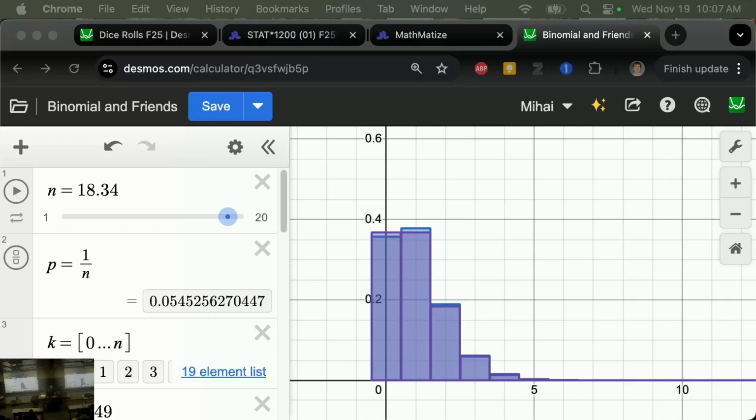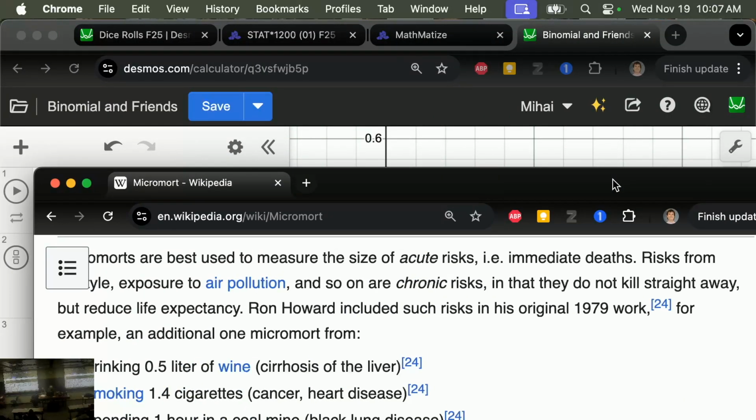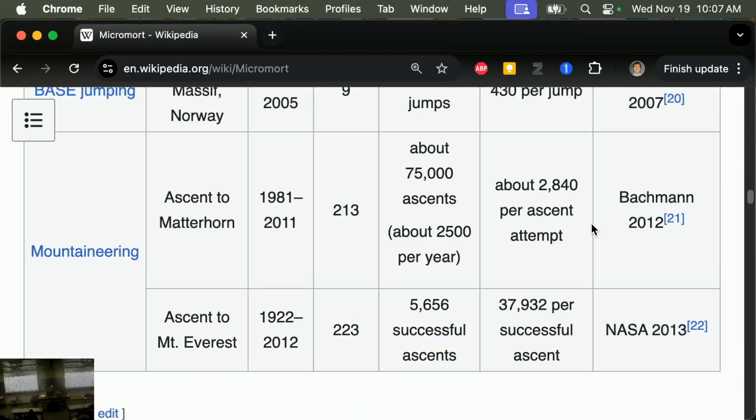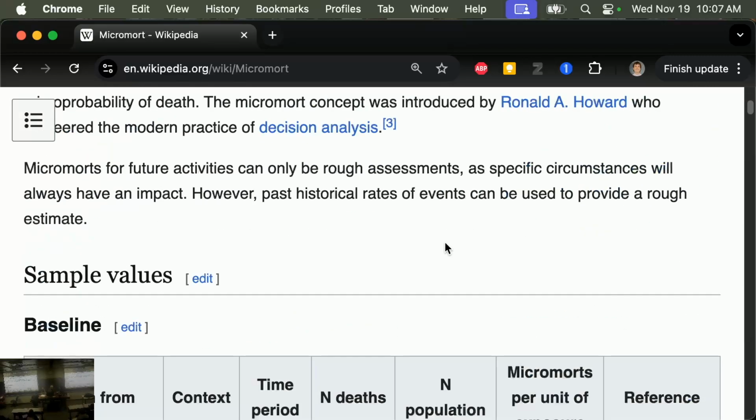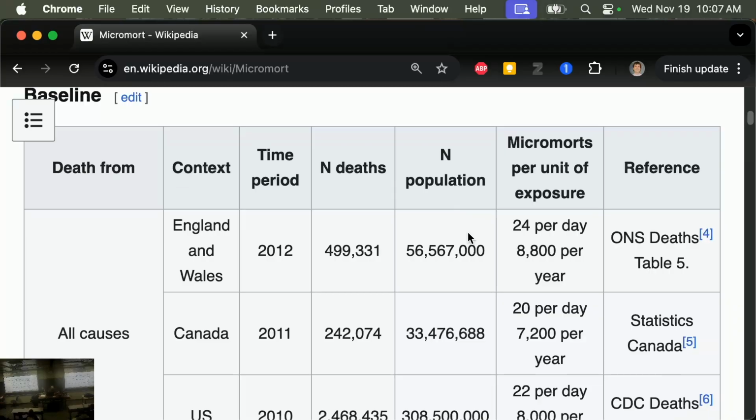I'll show you. There's a Wikipedia page I really like for this kind of thing. It's the Wikipedia page on micromorts, and a micromort is a unit of measure. If you know Latin, you might know micro means 1 in a million, and mort means death. A micromort is a 1 in a million chance of death, and you can quantify all these risks as micromorts. So in Canada, you have 20 micromorts per day of risk. So you're just walking around, you get 20 micromorts per day, which includes all the deaths in Canada. You have a 20 in a million chance of dying per day.